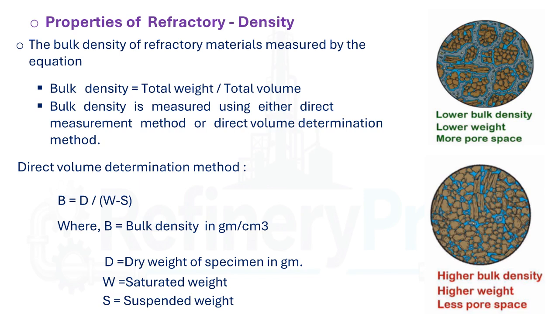So why does bulk density matter? Because it directly influences both thermal performance and mechanical strength. A denser refractory usually provides greater strength, but it also conducts more heat. A lighter, more porous material offers better insulation, but at the cost of reduced strength. It is always a trade-off. Understanding this relationship is essential for selecting the right refractory material for your specific application.